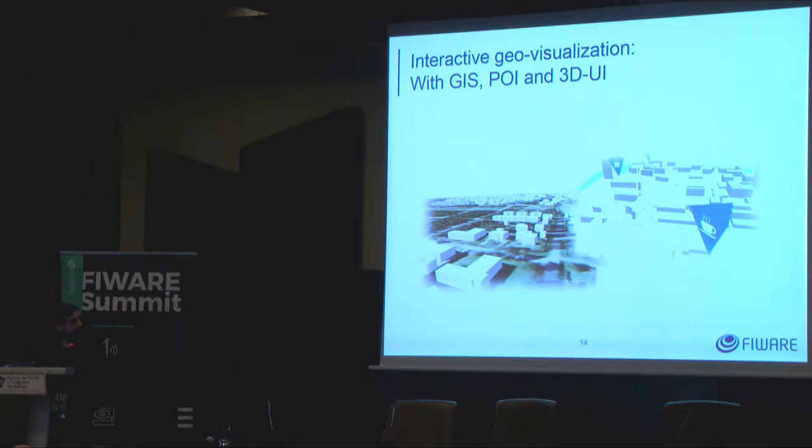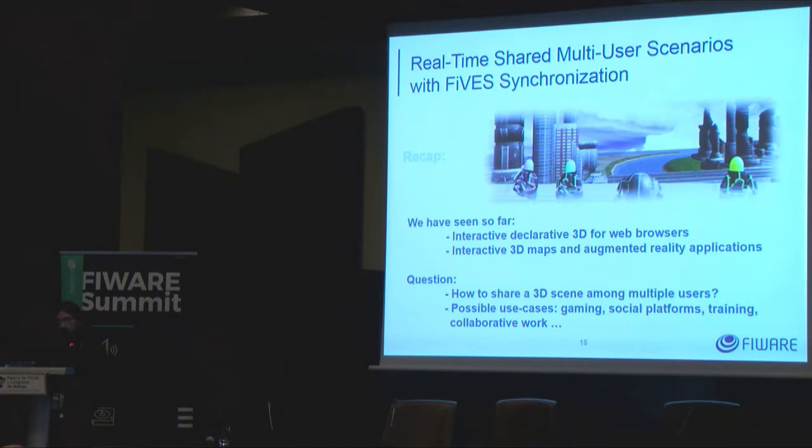So far, these have been single user applications, so we've seen how to create 3D maps. We have seen how a single user in the web browser can inspect the 3D scenes and interact with the 3D scenes. What is missing at this point is the question, how can we share a 3D scene among multiple users? So how can I not only interact with the 3D scene as such, but also with other users who are part of the same 3D scene?